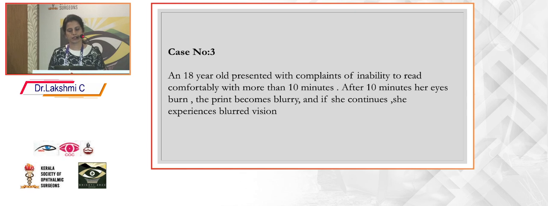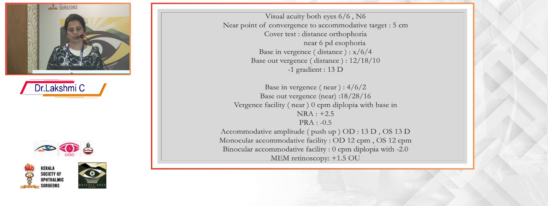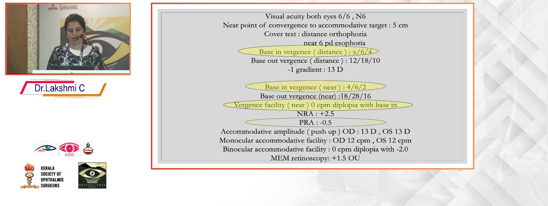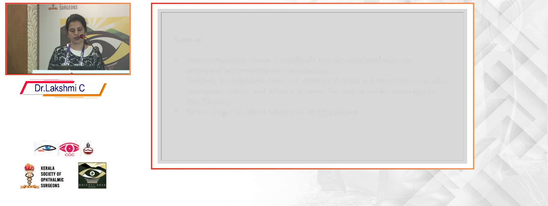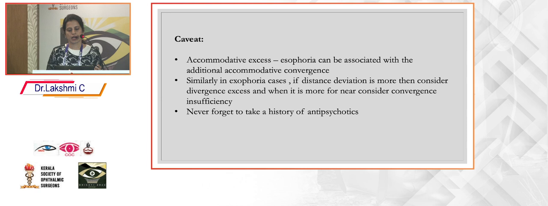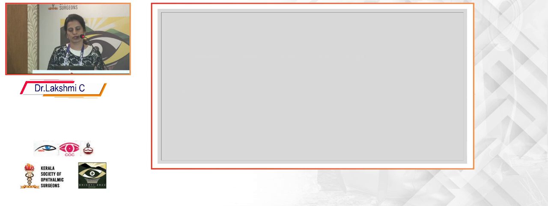The third case is an 18-year-old boy with inability to read for more than 10 minutes. So here, similarly, we find esophoria, and base-in vergence is slightly less. He's not able to diverge the eyes. But if we see the accommodative data, positive relative accommodation is less, but in accommodative facility he is finding difficulty to clear -2. So this patient has a convergence excess. He is not able to diverge. The accommodative data are fine, but the indirect fusional vergence data are slightly different. And accommodative excess, this has already been told, near and distance, whether it is divergence excess or convergence insufficiency.